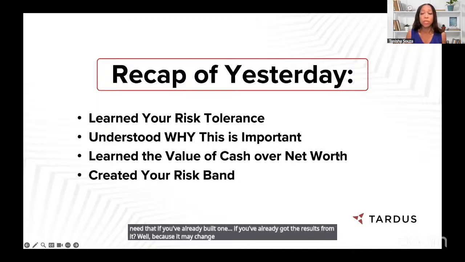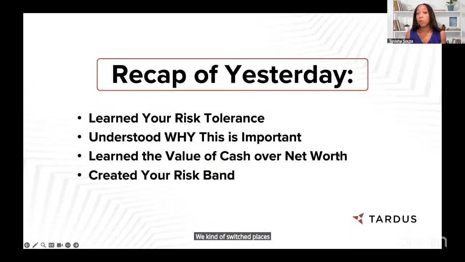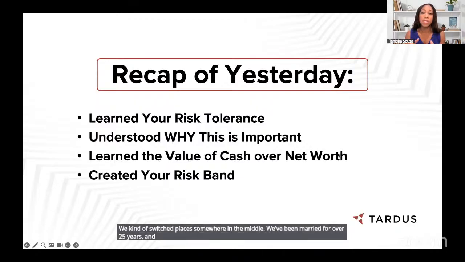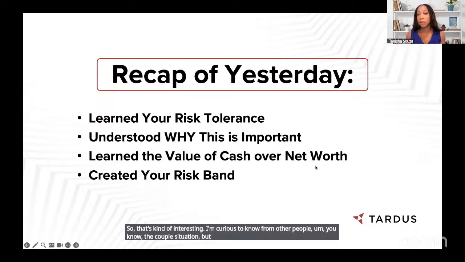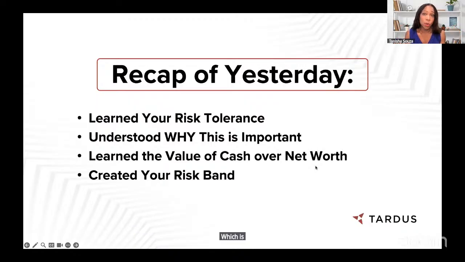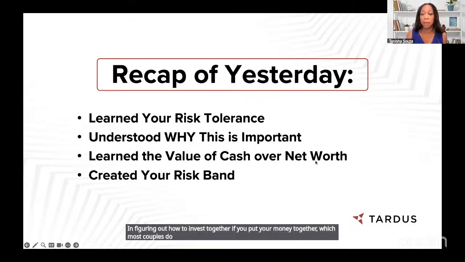Like I mentioned, when my husband and I first got married, I was the gambler, he was the investigator. We kind of switched places somewhere in the middle. We've been married for over 25 years, and now our risk tolerance is exactly the same. So that's kind of interesting. I'm curious to know from other people, the couple situation. But again, if you're very different or opposite from your spouse or your partner, which is normal, you're going to want to get some help in figuring out how to invest together if you put your money together, which most couples do. And I highly recommend that.